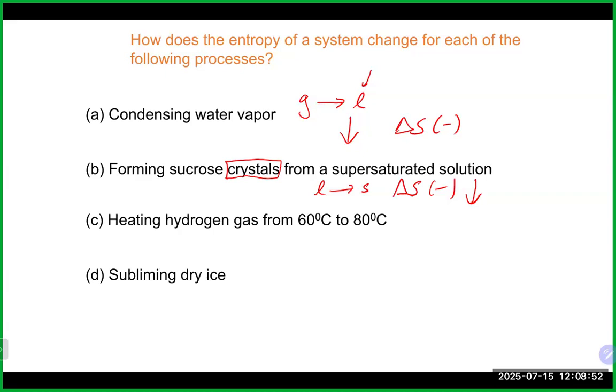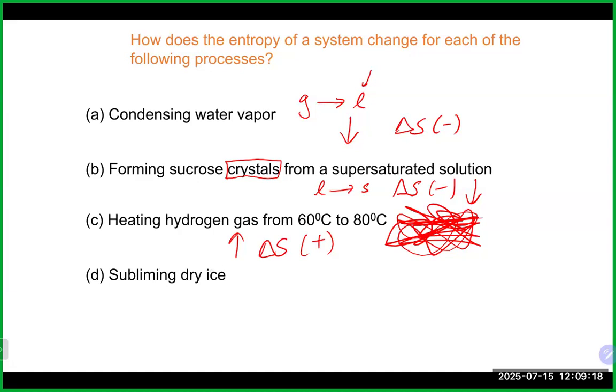As we go from 60 to 80 degrees, heating hydrogen gas, an increase in our temperature is going to make those gas molecules move around a lot faster, causing a lot more disorder as they're flying around. And we would see an increase in the entropy. That means when we increase the entropy, we would expect a more positive value for our delta S.